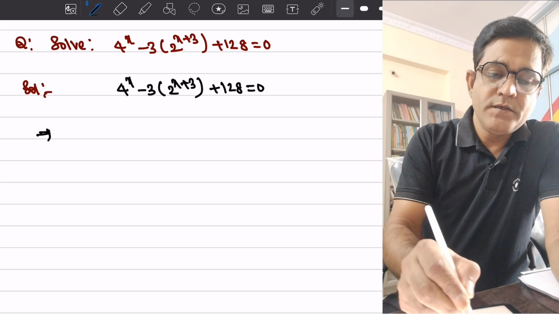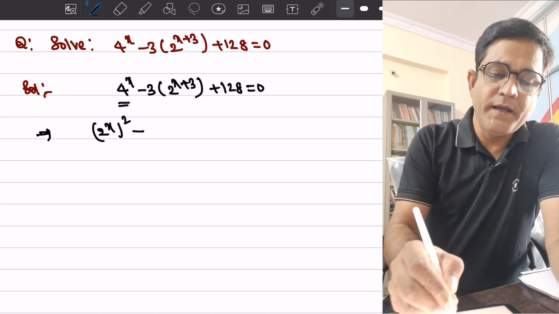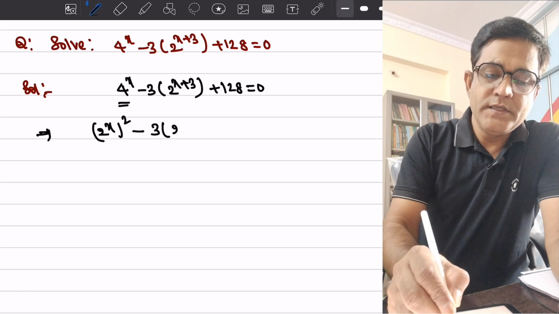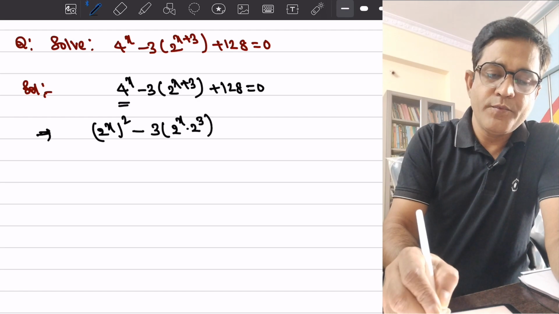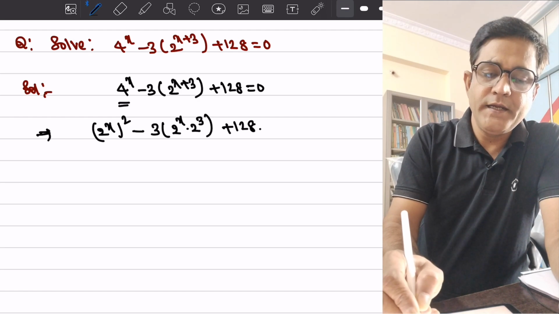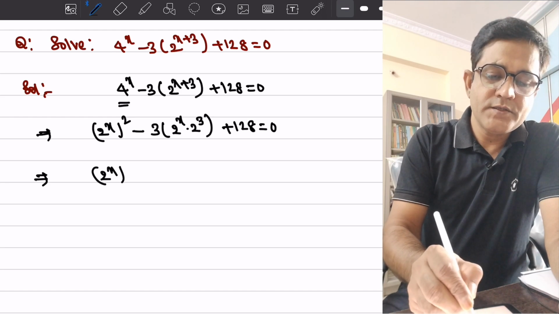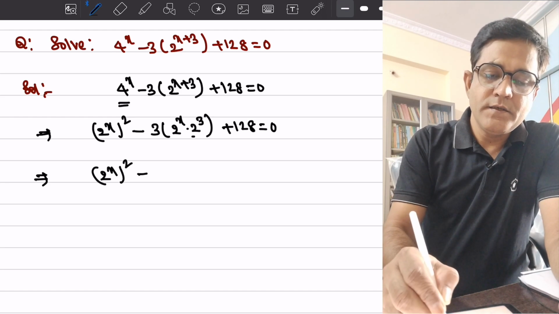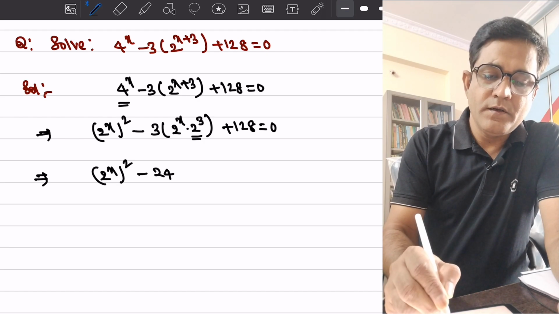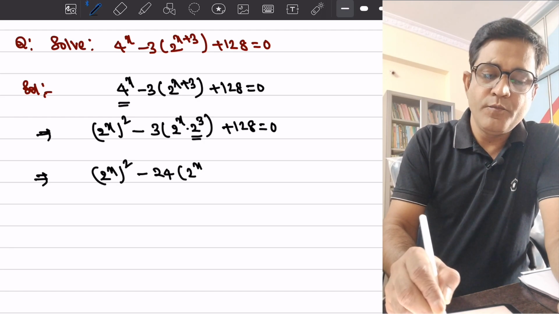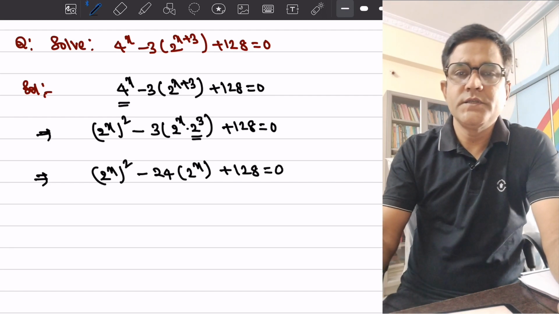This implies 4^x can be written as (2^x)² minus 3 into 2^(x+3), which is nothing but 2^x into 2³, plus 128 equal to 0. So this implies (2^x)² minus, 8 threes are 24, into 2^x plus 128 is equal to 0.